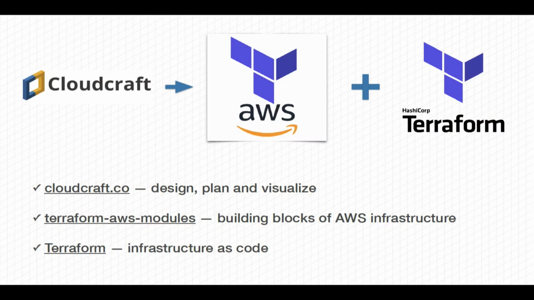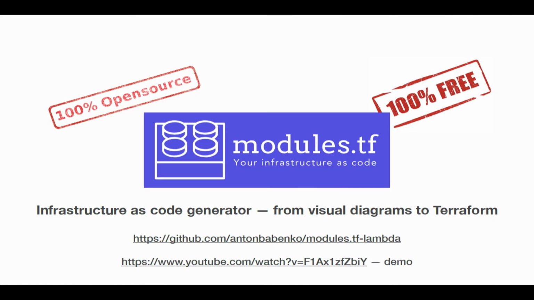We use visual diagrams for one type of people, and then we have to convert it into another type of code or type of essence. In this case, I use Terraform AWS modules plus Terraform and get this automatically. So welcome to Modules TF. Modules TF is an open source infrastructure as code generator from visual diagrams.